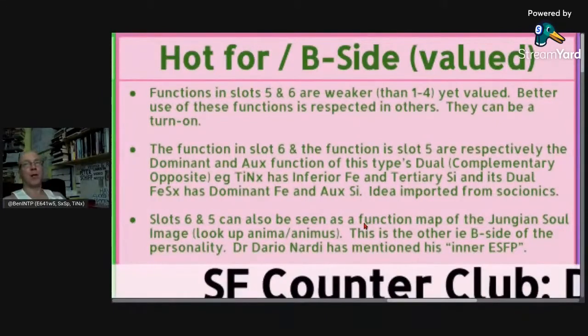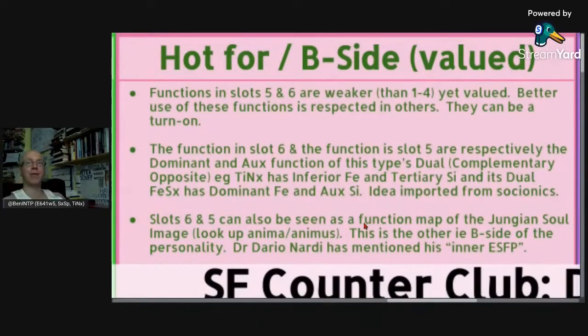Functions in slots 5 are weaker than 1 to 4, yet valued. Better use of these functions is respected in others. They can be a turn-on. Function in slot 6 and function in slot 5 are respectively the dominant and auxiliary function of this type's dual, complementary opposite. E.g., I'll convert that to the type at hand. The NITX has inferior SE and tertiary FI, and its dual, SEFX, has dominant SE and auxiliary FI, idea imported from socionics. And then something relevant at the end.